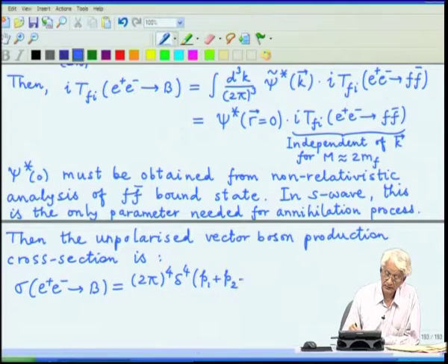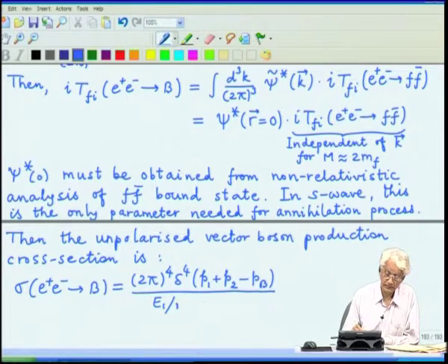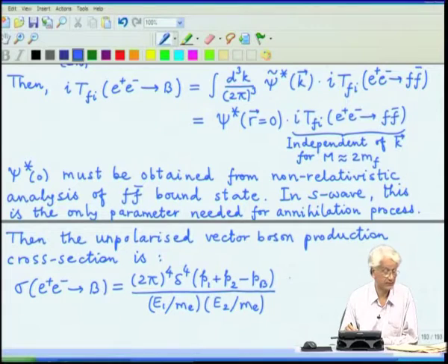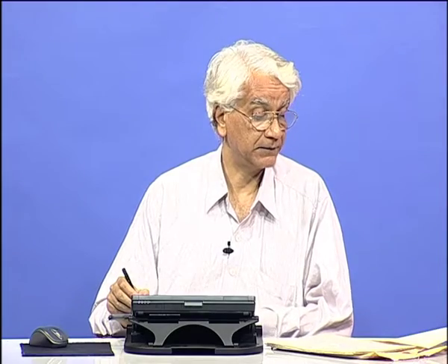the overall normalizations of 2 pi raised to 4, then the normalization of the initial state electrons which are still relativistic, the matrix element square which we have written down above, and now there is only one differential element in the final state phase space, and then there is an overall normalization dividing by the flux, and this can be now very easily simplified.